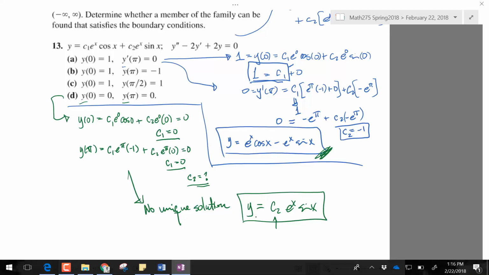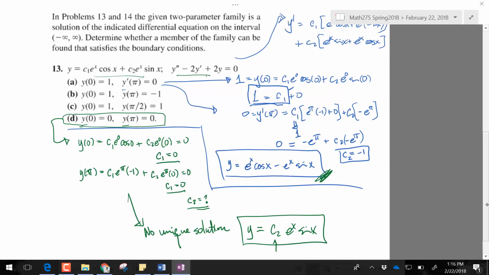So it seems like we can put whatever we want for c2 and it'll work. So we got, yeah. It satisfies the differential equation. This is a solution for a differential equation. It satisfies these conditions, these boundary conditions, because that's what we were doing. Oh, okay. So if that's the question, then it looks like the answer is yes.